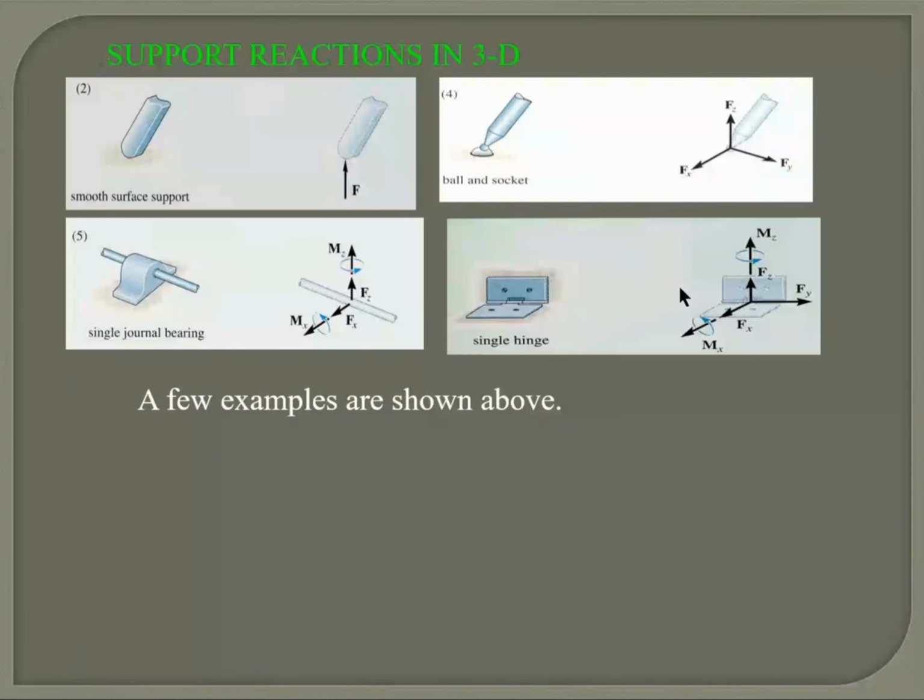A few examples are shown above here for the 3D. That's the 3D point. Looking at this point, it's a 3D point and it's on a smooth surface, so it's frictionless. So I can move it in this direction. I can move it in this direction.